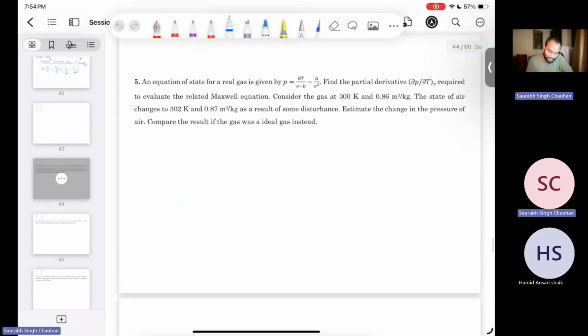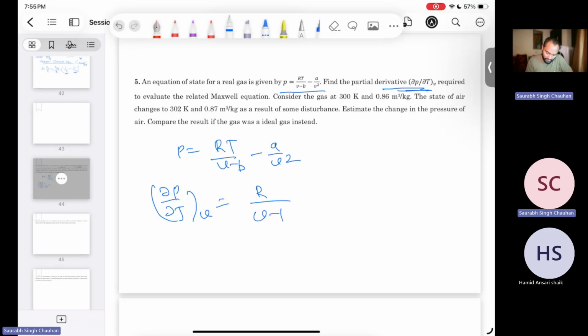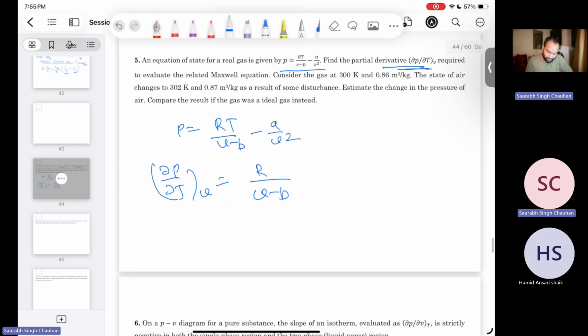It is saying that the equation of state for a real gas is given by P = RT/(V - b) - a/V². Then we have to find the partial derivative del P by del T at constant V. That we can easily find. The first term we differentiate with respect to T, so it will be R/(V - b), because V is constant. The second term will be 0 because there is no T there. Okay, fine. We got that.